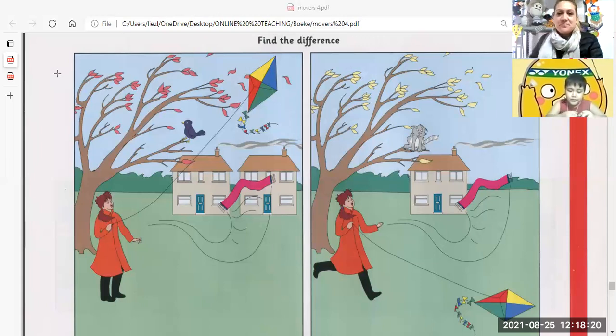In the first picture, the girl is standing. But in the second picture, the girl is running. In the first picture, the kite is flying high. But in the second picture, the kite is flying low. Good, low.